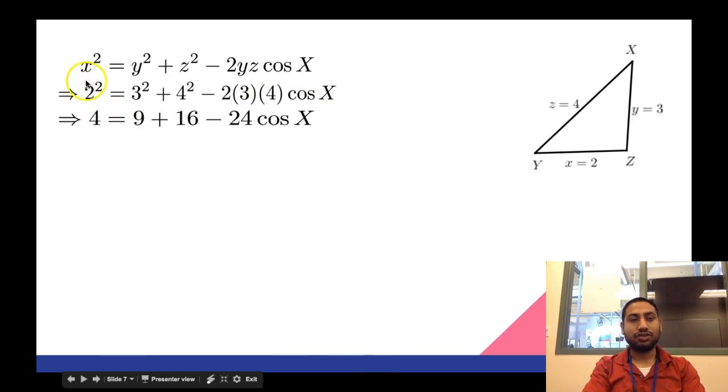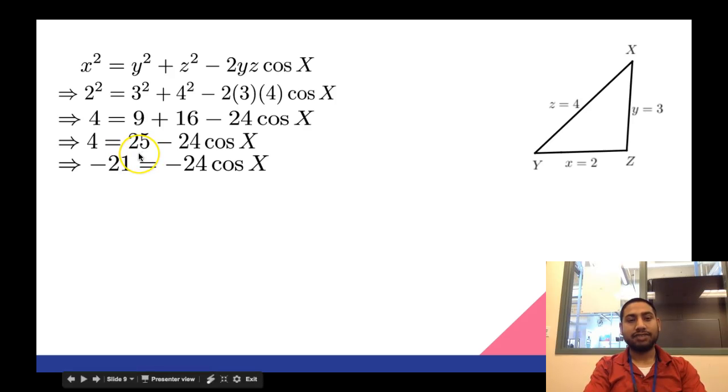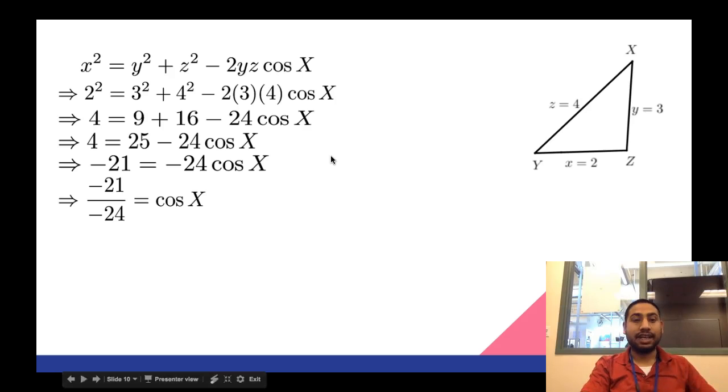Simplify. 2 squared is 4, 3 squared is 9, 4 squared is 16. 2 times 3 times 4 is 24. Simplify more, so 9 plus 16 is added to get 25. Everything else is the same. Now I can subtract 25 from both sides and then get negative 21 equals negative 24 cosine of x. Divide both sides by negative 24 to get negative 21 over negative 24 equals cosine of x.